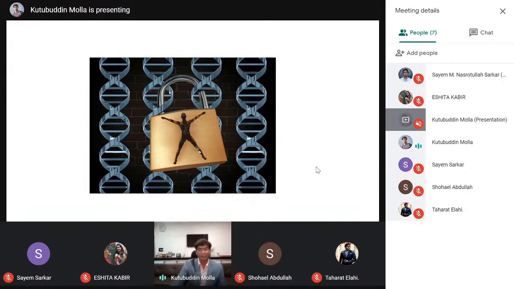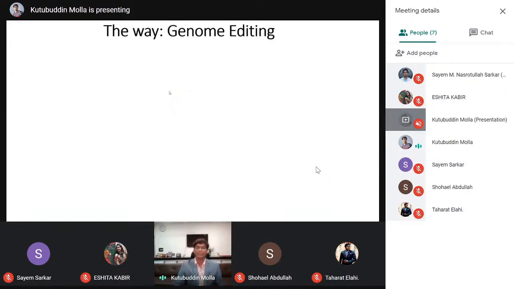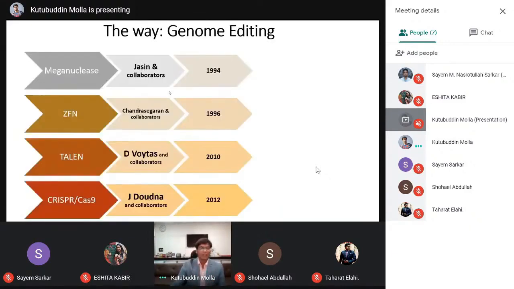Is there a way to specifically block a targeted portion of a gene? The way, obviously, is genome editing. Now we have the technology to perform that kind of specific function. If I talk about genome editing, there are 4 well-known platforms. The earliest one is meganuclease, then comes ZFN, then TALEN, and the most popular one is CRISPR-Cas9.